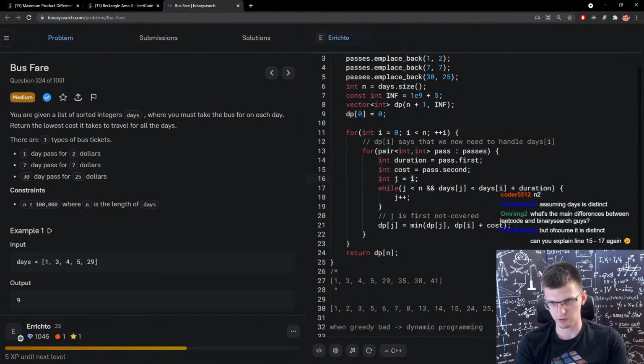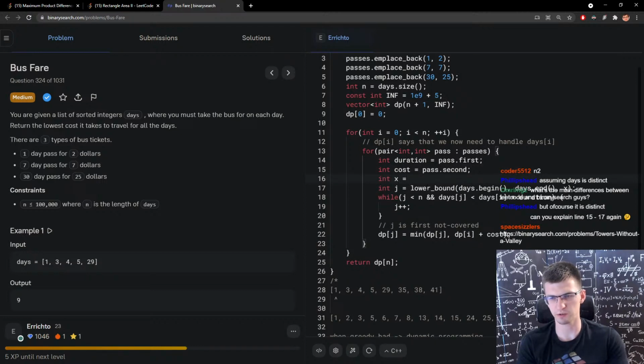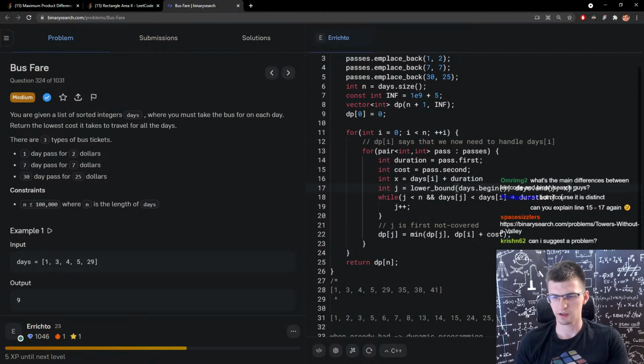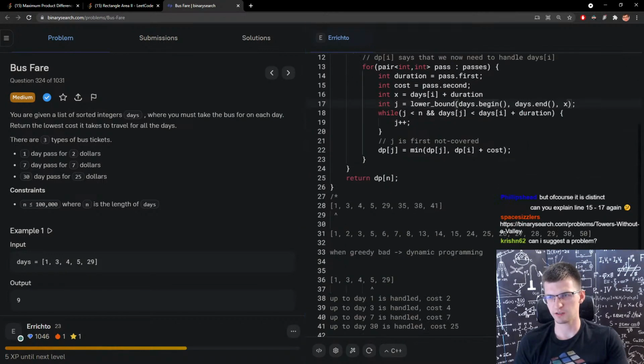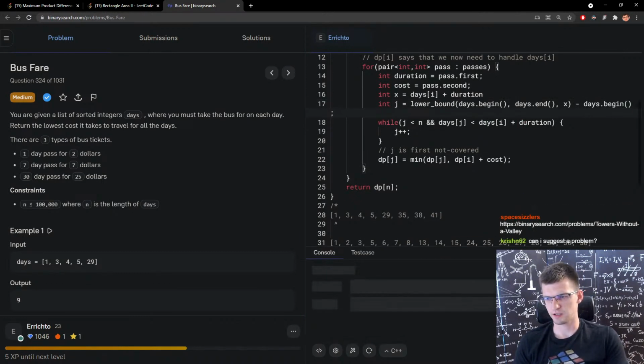j is equal to lower bound in days, where we are looking for the first value at least equal to x, where x is days of i plus duration, I believe. And if I'm not mistaken, the lower bound returns an iterator, so we need to subtract begin to get an index. Let's see if it works.